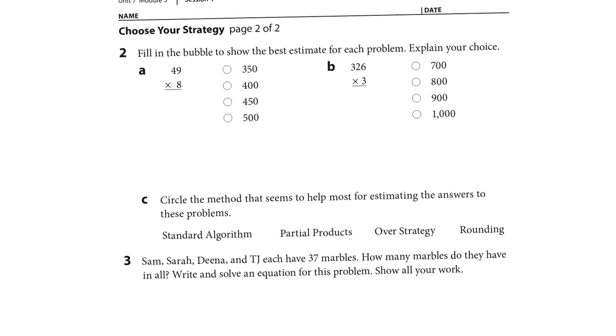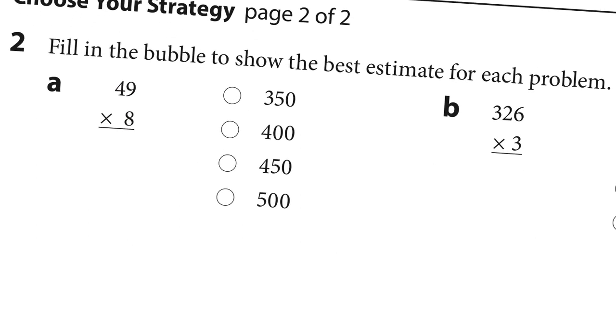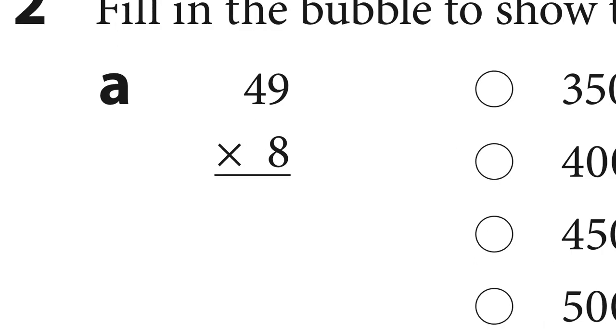So we have here in number 2, can you believe this is only number 2? Fill in the bubble to show the best estimate for each problem. And you have to explain your choice, okay? Well, I am going to look at this problem here and say, well, 49 is pretty close to 50, okay? So in my head, all right, and I'm going to write this down just so that you're with me. I'm just going to pretend it's a 50, and then I'm going to take 50 times 8.